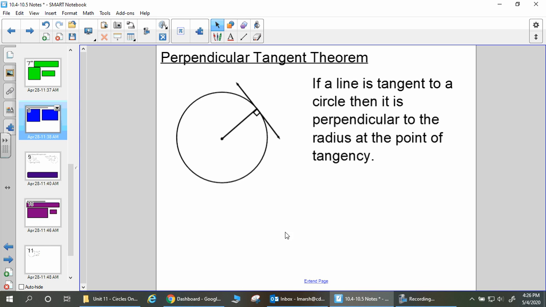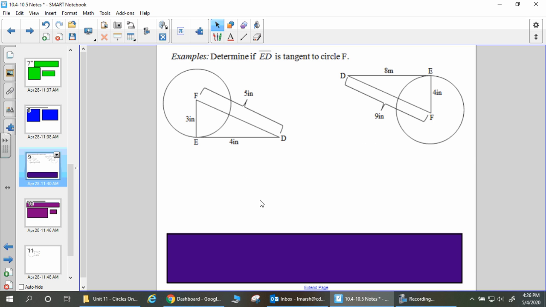So one of the ways that this can come in handy is we might actually have a tangent and a radius, and if we draw in that third side, guess what? Now we've got right triangles, right? There we go. So this is actually asking you to determine if ED is tangent to the circle. So what that means is determine, do we have a right angle? If we do, great, it's tangent. If we don't, then it's not tangent.